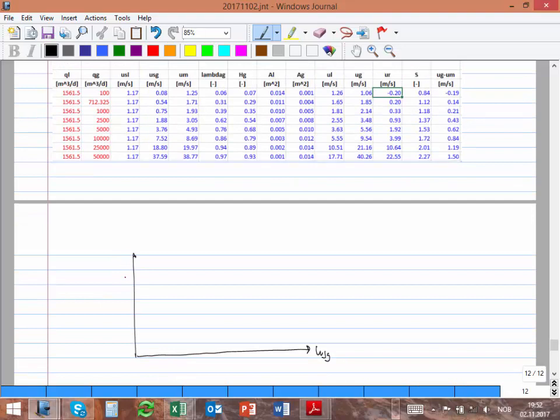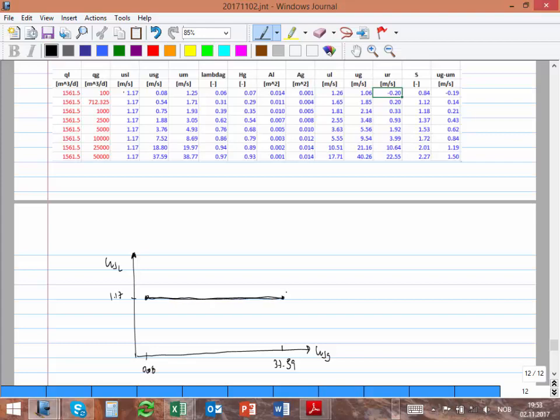Okay, actually what I'm doing here, I'm saying USL, okay, we see it in a flow pattern map. USL is constant, is all the time 1.17, okay? And I'm changing USG from 0.08 all the way to, how much is that? 0.59. So I'm moving along this line here.